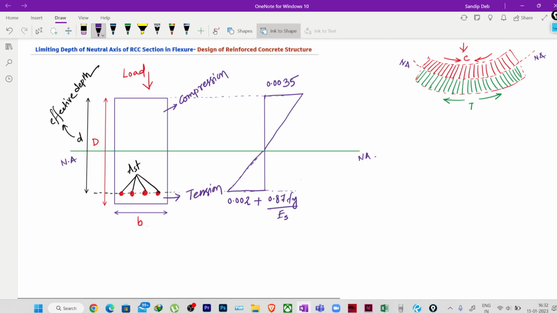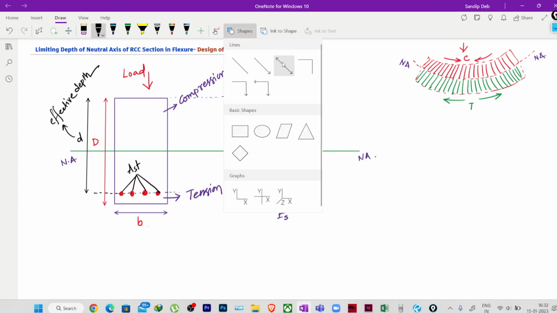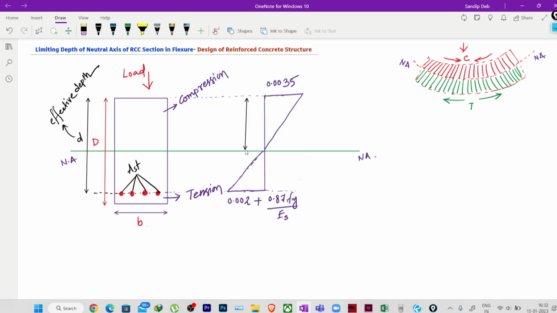in that case the depth of neutral axis, we call it as this depth, we call it as Xu limit or Xu max. Also in some books or in the code it will be written as Xu max, maximum depth of neutral axis, maximum allowable depth of neutral axis. So you can say Xu limiting equal to, you can also write it as Xu max. Okay, so the limiting depth of neutral axis or the maximum depth of neutral axis.